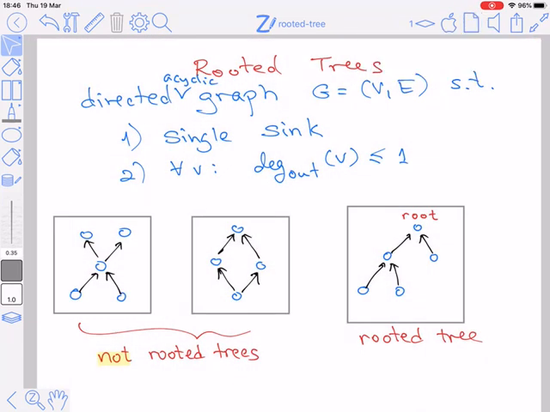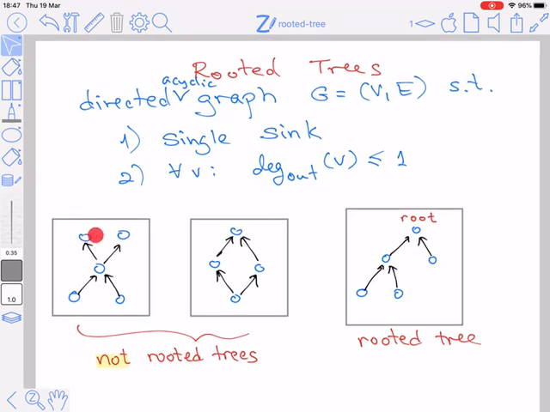So let's see some examples of directed acyclic graphs, some of which are rooted trees and some of them are not. In the first example, on the left, we have a directed acyclic graph, and we have this node whose out degree is 2. The fact that its out degree is 2 means that this graph cannot be a rooted tree. Moreover, this graph has two sinks, this one and this one. So that's the second reason why this graph is not a rooted tree.